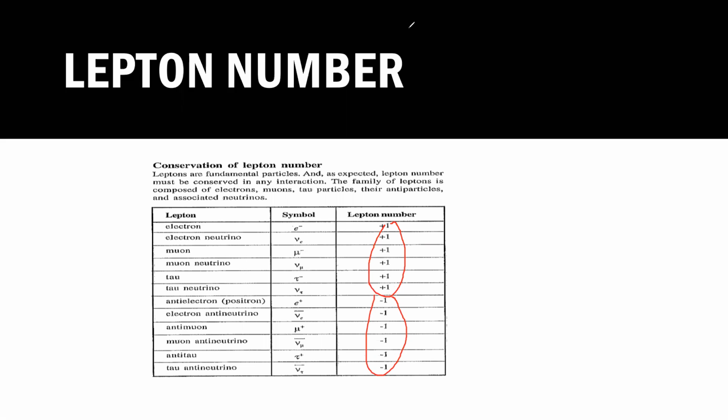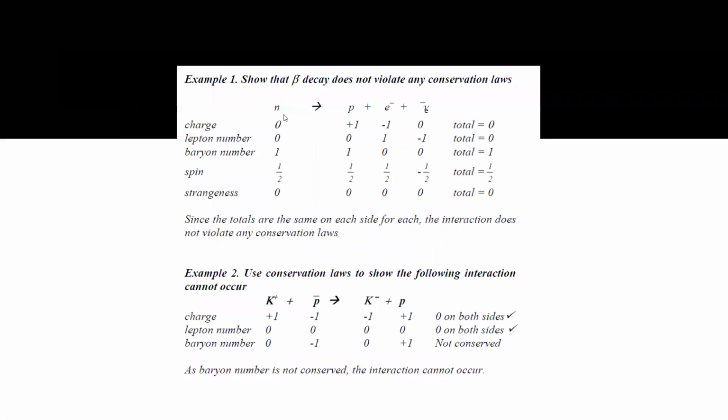Now we'll discuss some interactions. For example, the first figure shows a beta decay, a negative beta decay. First, we check the charge, because the charge should be conserved, lepton number should be conserved, baryon number should be conserved, spin should be conserved, and strangeness also should be conserved. So a neutron gives a proton, electron and anti-electron neutrino.